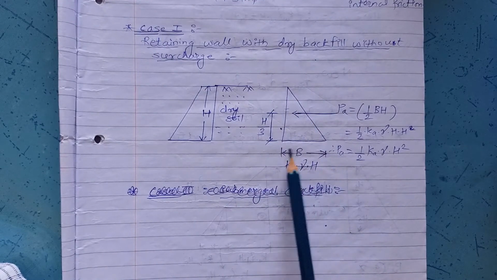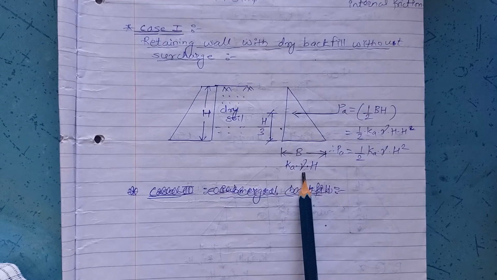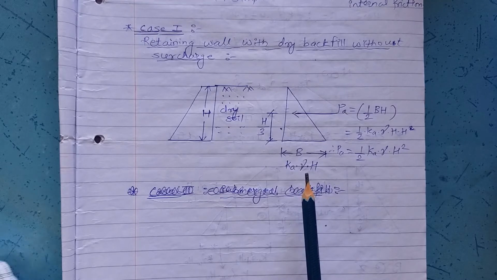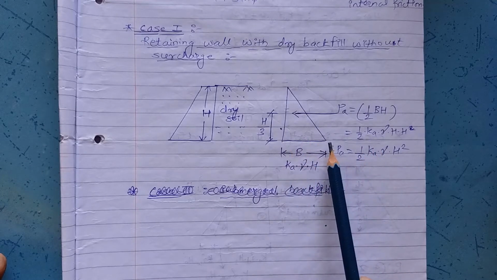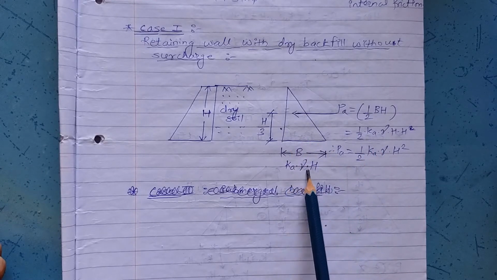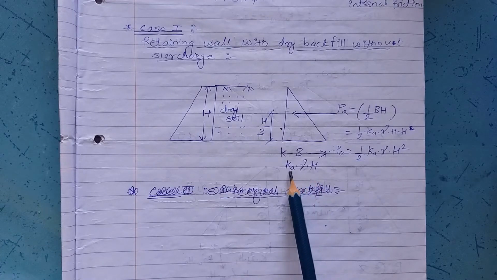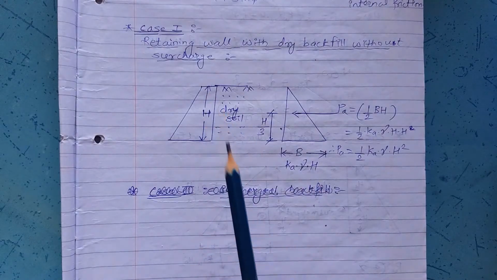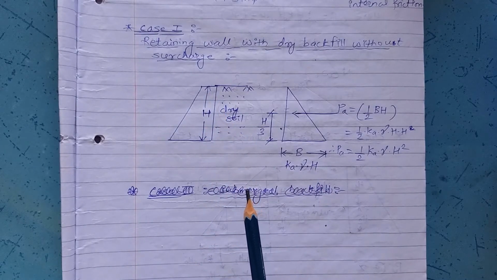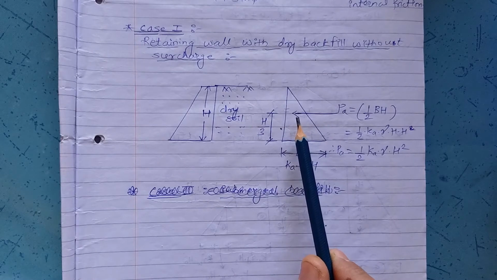Hence, at the base, the pressure will be Ka into gamma into H. Ka is the active earth pressure coefficient determined by the equation (1 minus sin phi) divided by (1 plus sin phi), where phi is the angle of internal friction. This B is the base width of the diagram, calculated by Ka into gamma into H, where gamma is the unit weight of soil and H is the total height of the retaining wall. Here PA acts, that is the active earth pressure.